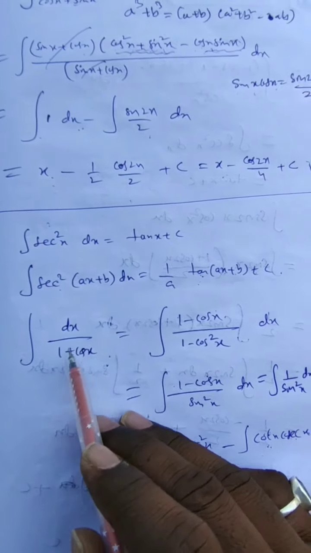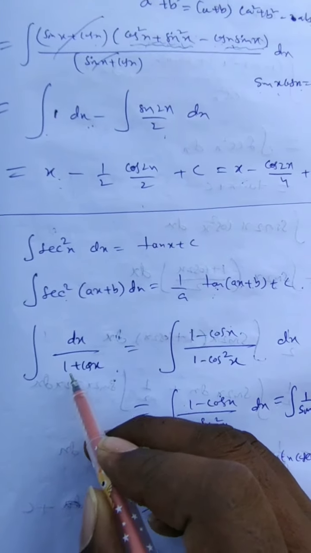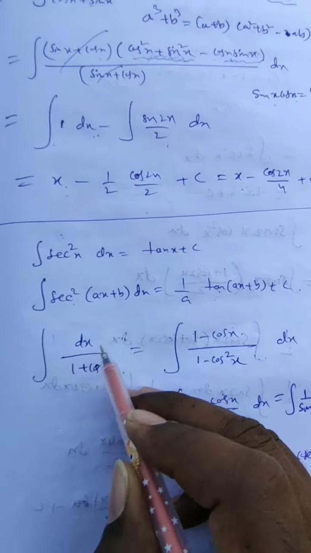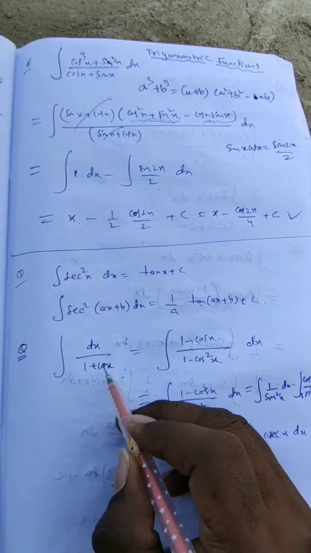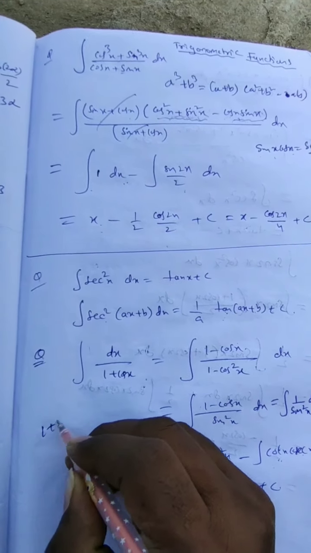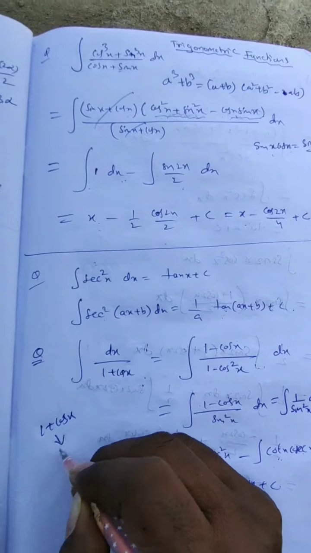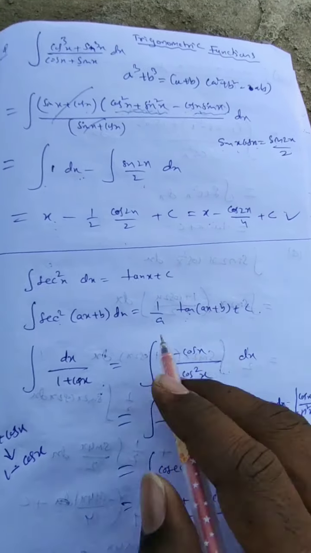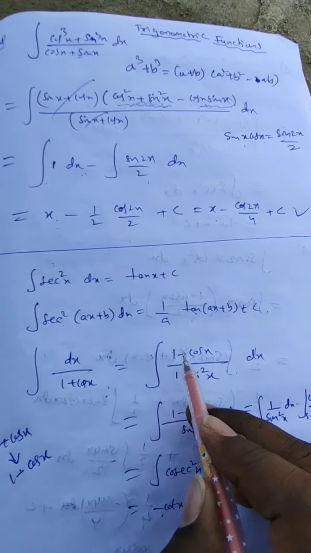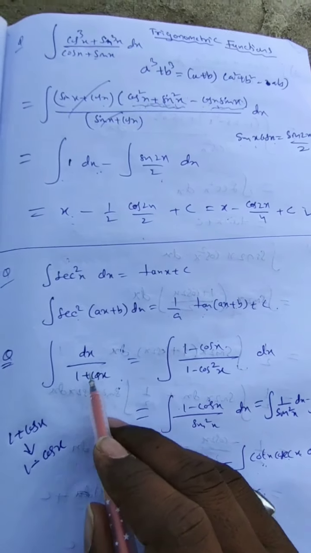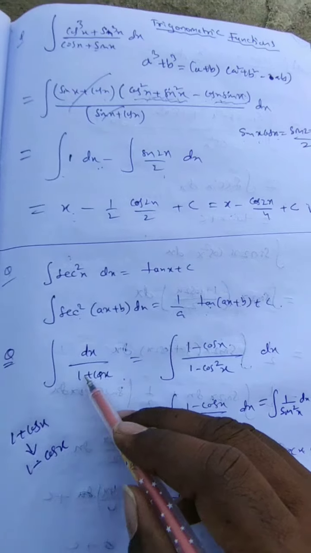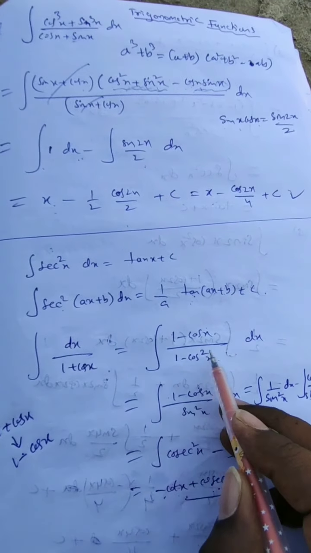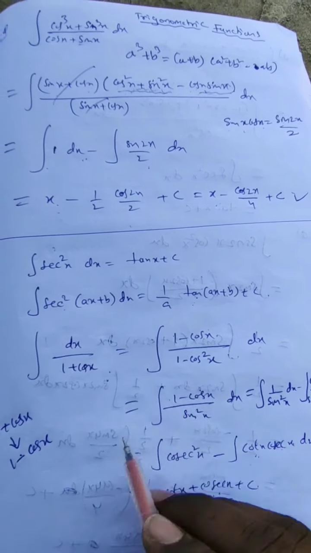Integration of dx upon 1 plus cos x. Whenever you have 1 plus any trigonometric function, 1 plus something, and you want to find the answer for this, what you do here is rationalize. What is the rationalization factor of 1 plus cos x? That is 1 minus cos x. That should be multiplied in numerator and denominator. Now the numerator, 1 into (1 minus cos x), is 1 minus cos x. In the denominator, (1 minus cos x) into (1 plus cos x), that is (a minus b) into (a plus b), a square minus b square, so I get 1 minus cos square x.